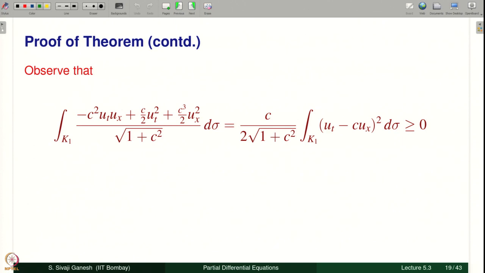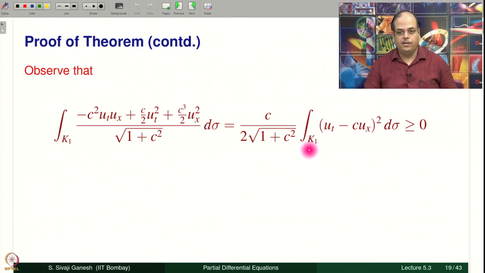Now, we do a trick. The integral on k1 can be expressed like this, and this is an integral on k1 of some non-negative quantity because of the presence of the square. This is always greater than or equal to 0. And hence this integral is greater than or equal to 0. That is a property of d sigma: for non-negative functions, the integral will be non-negative.